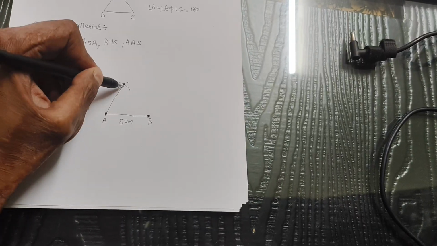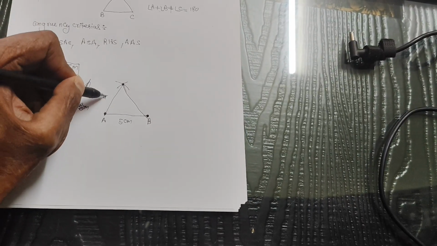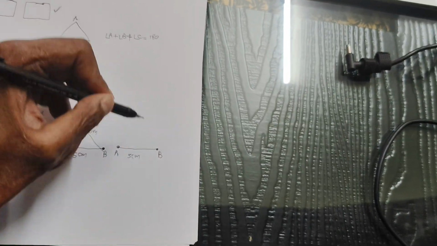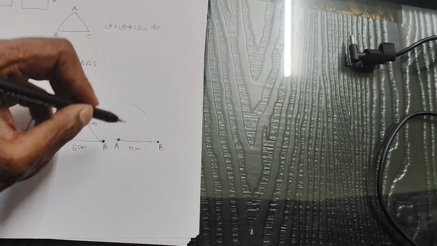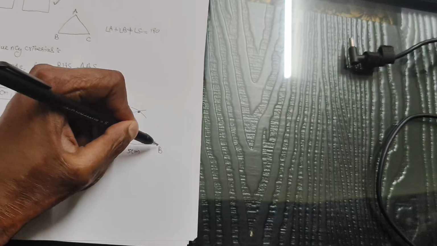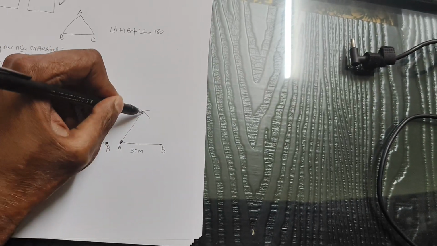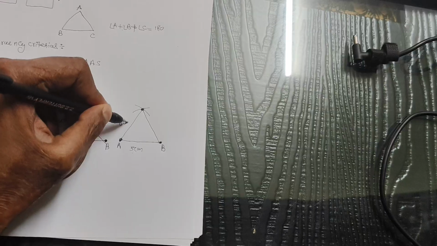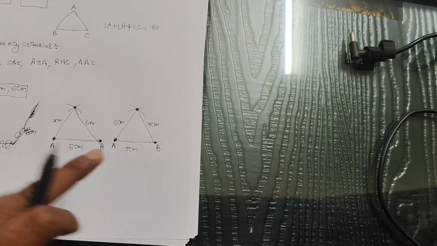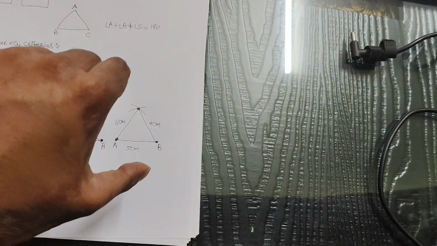Now if I start with the same 5 centimeters, A, B, and draw with this center an arc of 4 centimeters, and from this side an arc of 6 centimeters, it's again a fixed point. If I join these fixed points, again I'm going to manufacture the same triangle, but this is the inverted version, just tilted to some side.